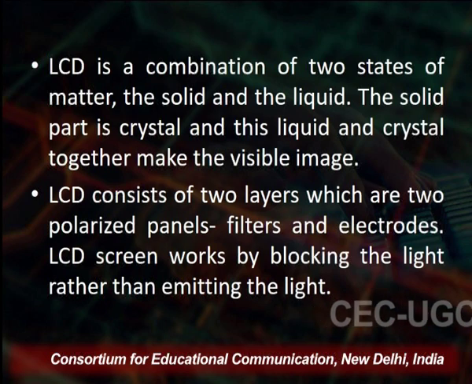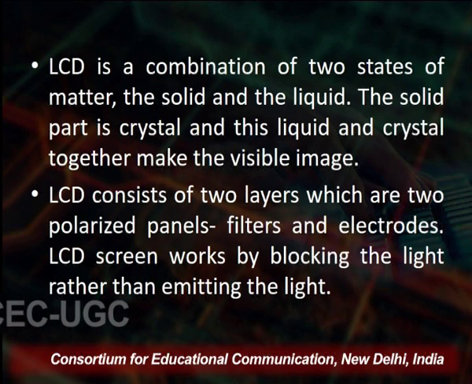So an LCD screen works by blocking the light rather than emitting the light. We have a filter and an electrode. The filter will filter the light and the electrode will illuminate the light. There are two types of pixel grid in the LCD.